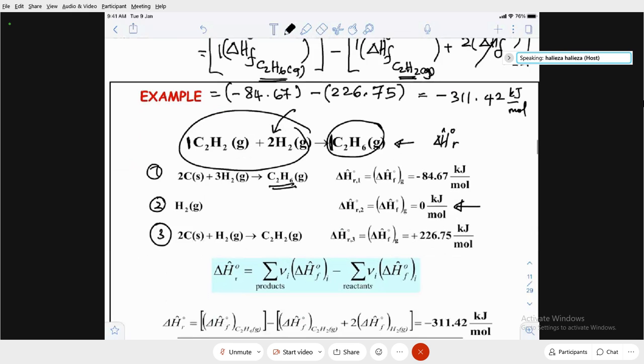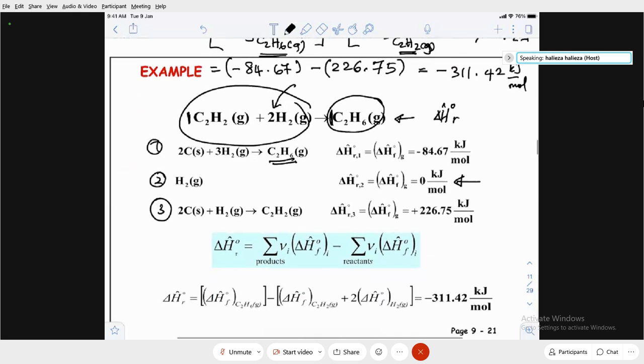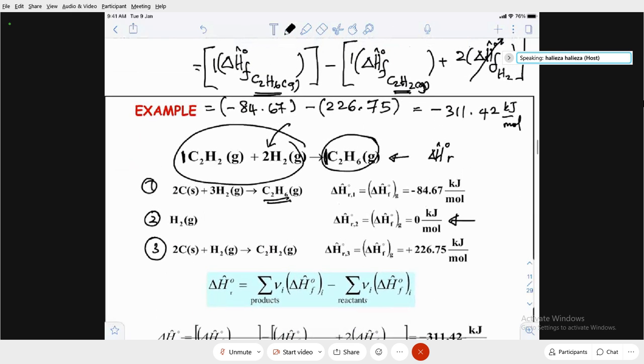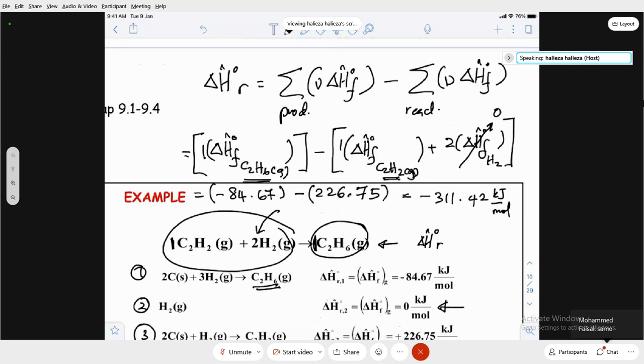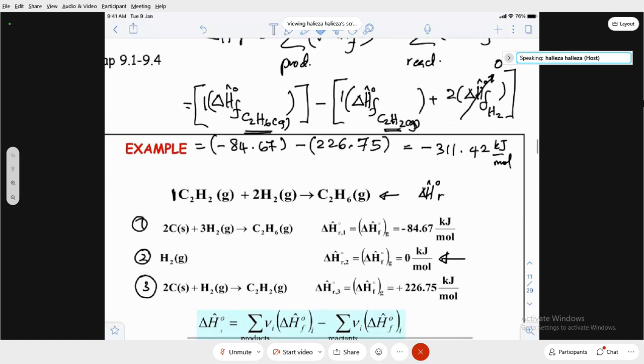Let me see. The one that I have, okay, it's the same value, negative 311.42. So you don't really need to do your Hess's law. You need to do the check. If you want to check, no problem. You can use Hess's law to double check. So you can check. Let's see.